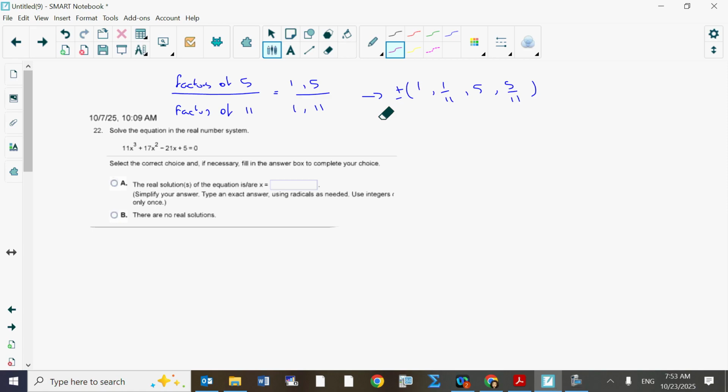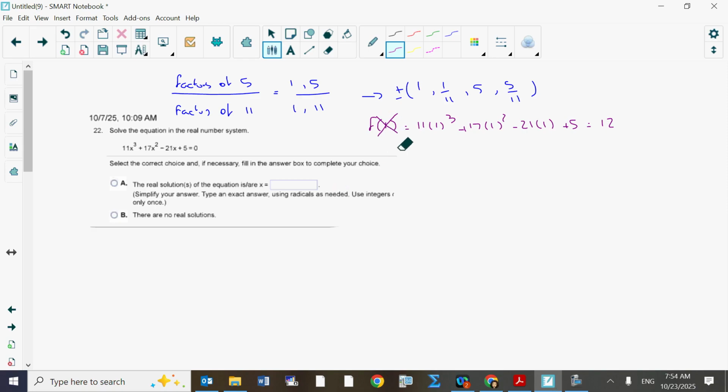As we talked about before, I can find f of 1, so that's 11 times 1 to the 3 plus 17 times 1 to the 2 minus 21 times 1 plus 5. When you calculate, this is equal to 12. It's not equal to 0. That means the remainder is not 0, so 1 is not a zero of the function.